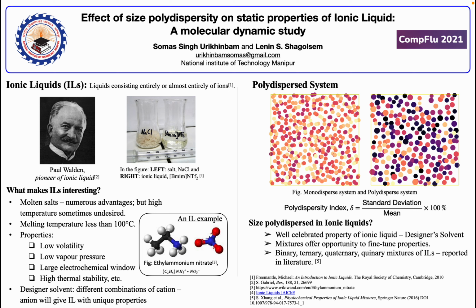But why are we considering a liquid to have polydispersity in size? This can arise due to mixing a large number of ionic liquids. Mixtures also offer the opportunity to fine-tune properties of the system. So, we ask the question, what changes in the properties will occur if the polydispersity index is changed?